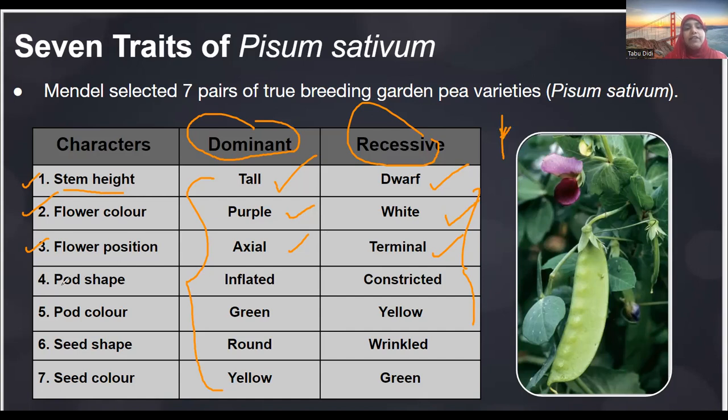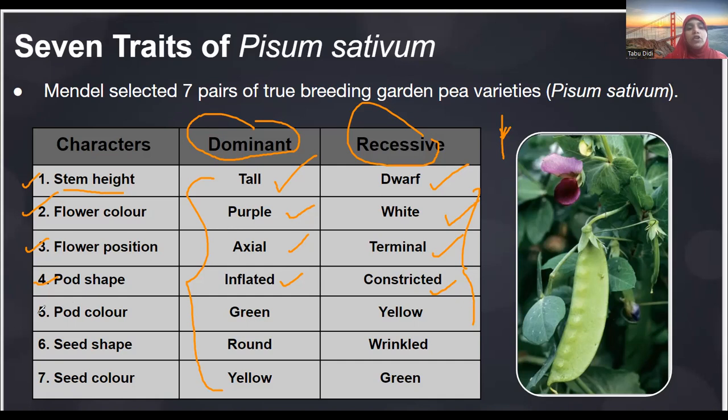Pod shape is either inflated or constricted. Inflated means there is air inside the pocket of the pea pod, and constricted means flat, with no air. You might have seen when peas are brought from the market at your home, some of the pods are inflated, that is, swollen and nice and round in nature, and some are very flat.